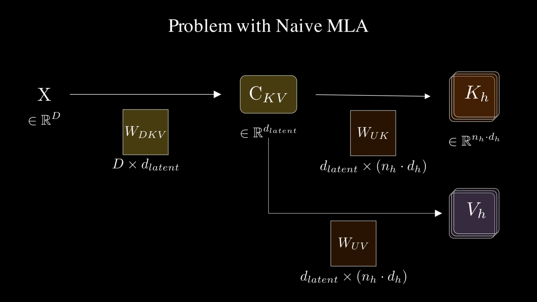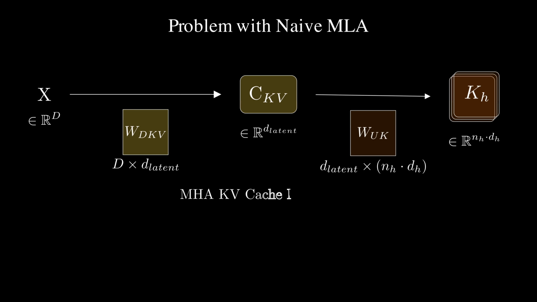Now remember why we introduced latent compression in the first place. Since traditional KV cache memory scales with number of heads times head dimension times sequence length, instead of caching full keys and values, MLA only caches the compressed latent vectors CKV. And since D latent is much less than number of heads times head dimension, we should be able to get large memory savings. Great. But here's the problem.